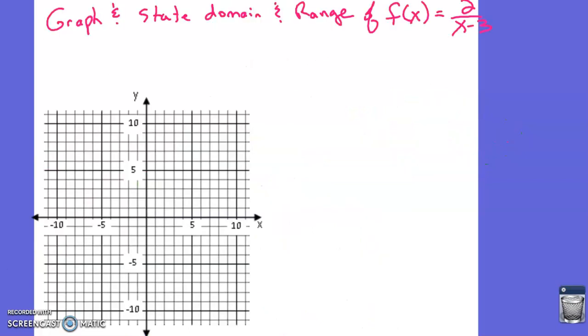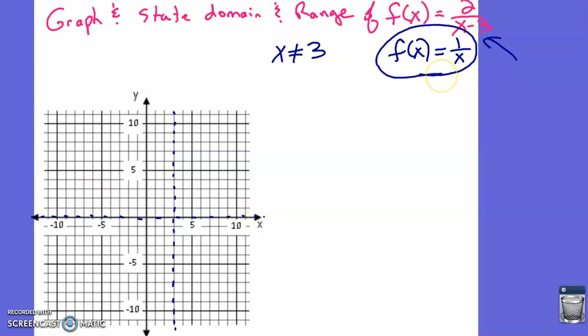So let's look at graphing another problem, but notice we want to also state the domain and the range. Notice on this function, the parent function is 1 over x. If you remember, we just graphed it, so you know what 1 over x is going to look like. But this is being shifted 3 spaces to the right, and x cannot equal 3. That automatically tells me I have a vertical asymptote at x equals 3, and I still have a horizontal asymptote here. It's the same parent function, just shifted over.